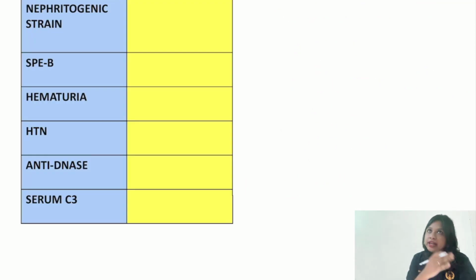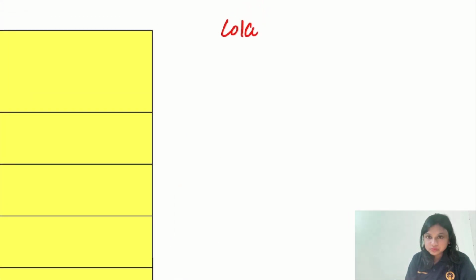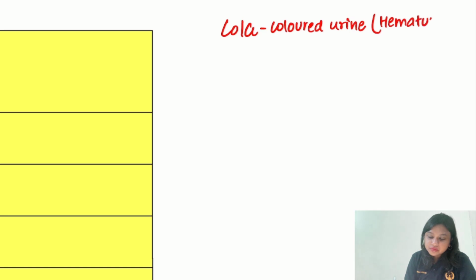Now, I already told one scenario where the child presented with oliguria, anasarca, and low albumin levels with increased proteinuria. That is nephrotic syndrome. Suppose a child presents to you with cola colored urine, or what we call hematuria, and there is also associated hypertension.